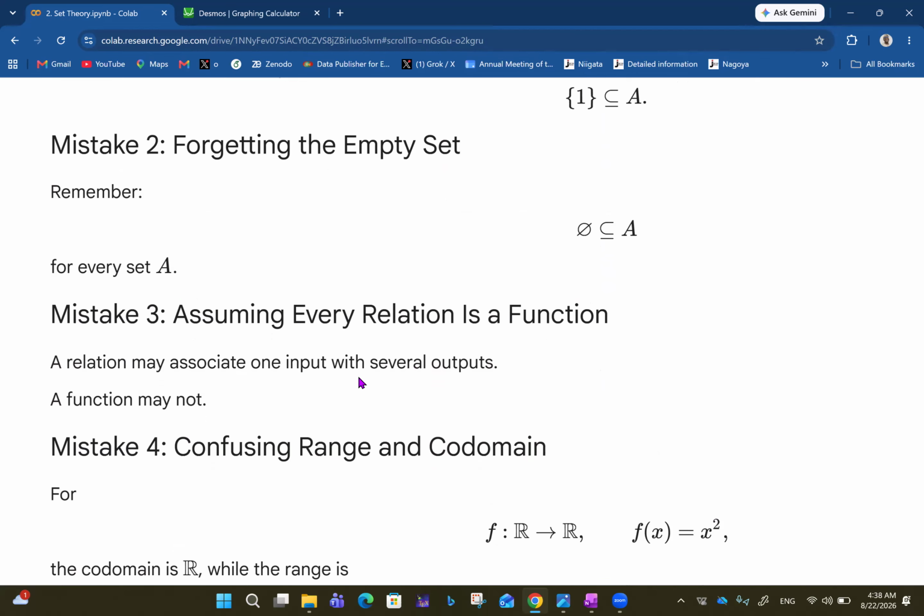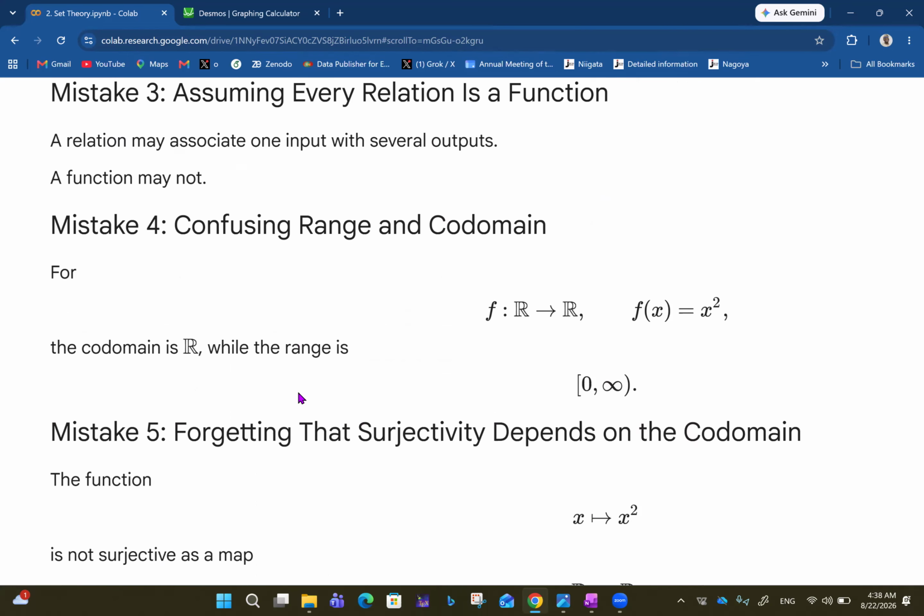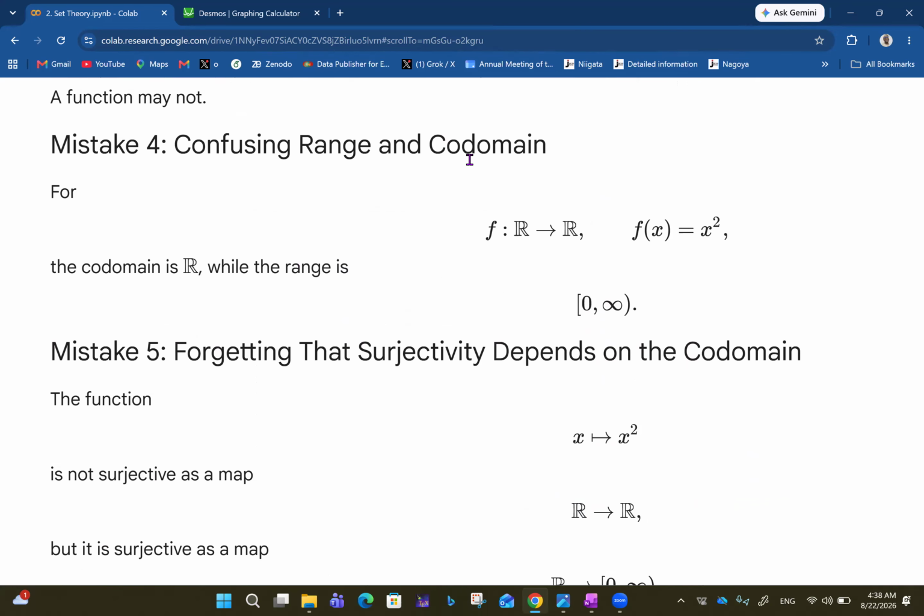So for a function, every element in the domain is mapped to a unique element in the codomain. That thing is always confusing me. But for a relation, that doesn't matter. One element in the domain may be mapped to more than one element in the codomain. A function doesn't allow that. So every function is a relation, but not every relation is a function. That's the idea here.